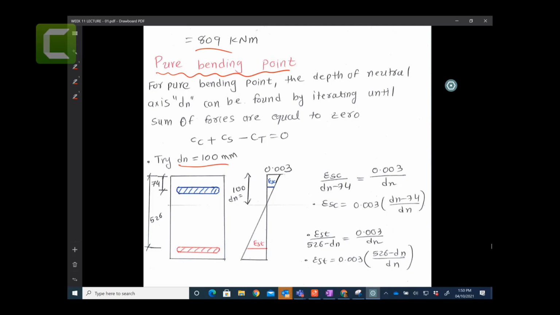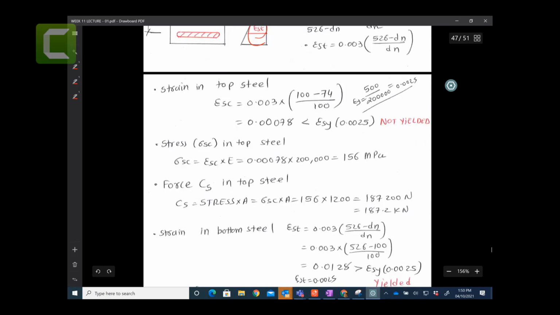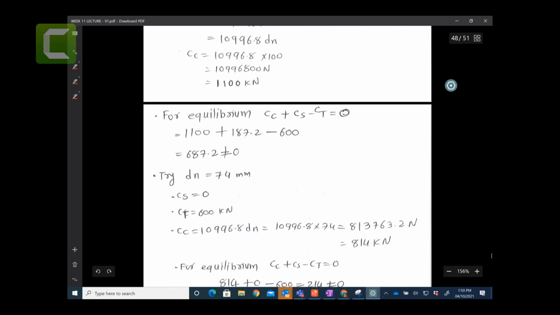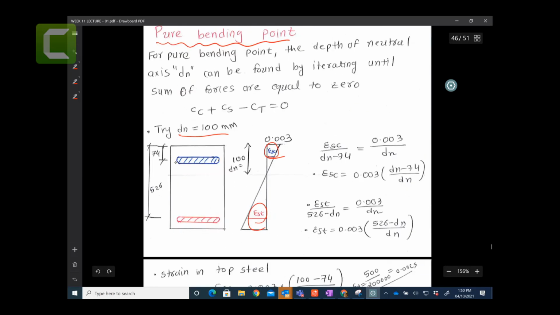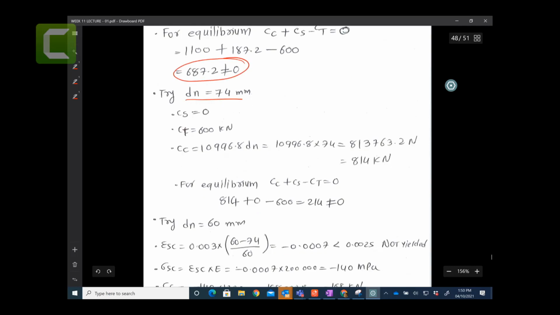You can try 100 millimeters, and then you calculate the strain here, you calculate the strain here, then you calculate the stress, then you calculate the force on each component. Once you calculate the force on each component, then you check the equilibrium. If it is not 0, you try again with some number, dn equal to 40. By the way, dn equal to 40 means that we are just putting this one from here, so your strain here is 0. So that is this.